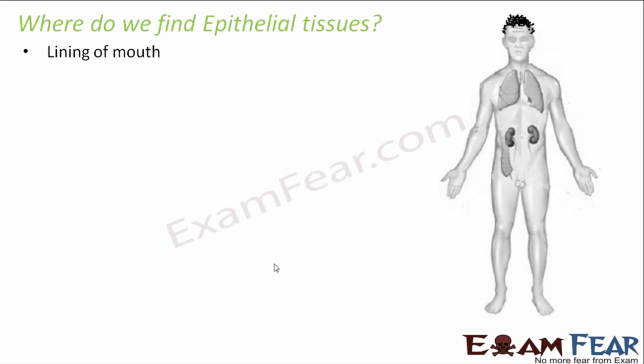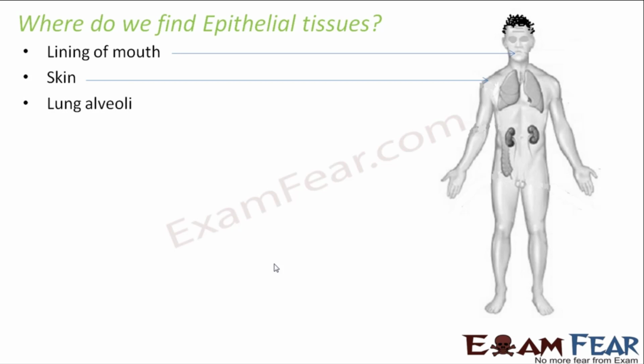For example, the lining of the mouth. So if you look at the inside of the mouth, the outer lining which is present is made up of epithelial tissue. Again, the skin, which is the most common example of epithelial tissue. The lung alveoli. What are lung alveoli? Inside the lung, you have small branched structures which are known as alveoli. You will study about that when we talk about the detailed structure of a lung. So even inside the lung, you have these epithelial tissues.